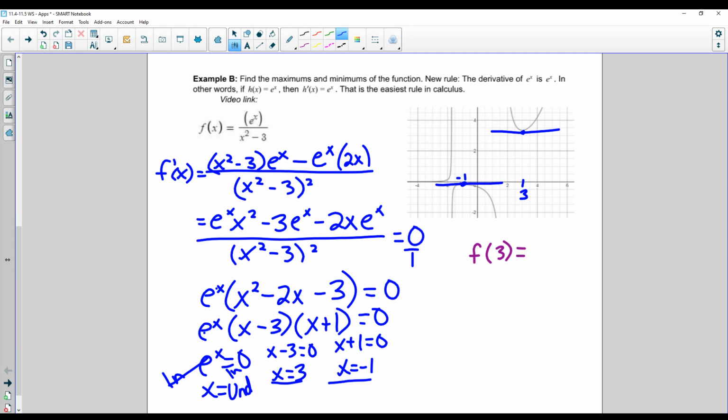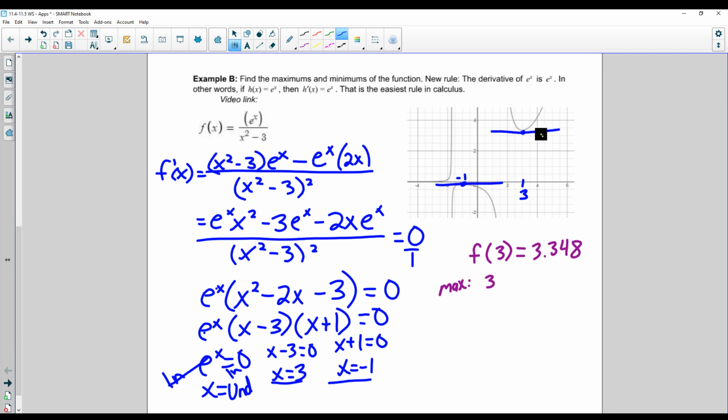And when I do f of 3, I'm going to put 3 in here. I'm going to do e to the third over 3 squared minus 3. And that gives me 3.348, which fits my graph. That looks like, okay, that can be about 3.3-ish. Sure, I'm going with that. Sounds good to me. So there's my max.